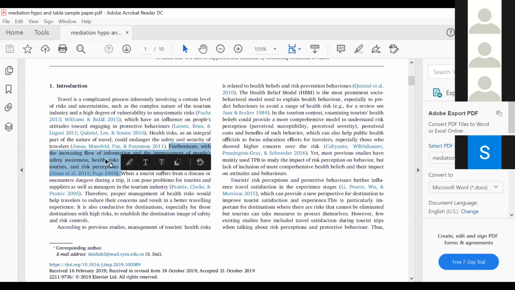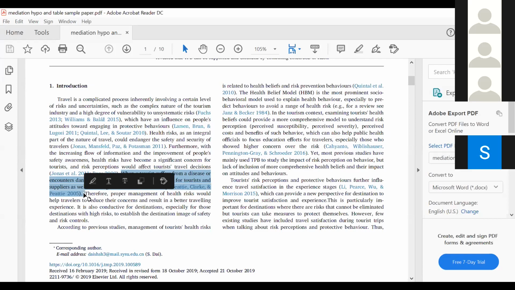He's just explaining rationale. Move ahead. Tourist suffers from a disease or encounters a danger during trip, it can pose problem for others and suppliers. Again problem. So far the author is troubled, so far he is only telling his troubles. Okay. And finally here comes the Shona belt. Please read this statement. Here comes the Shona belt.